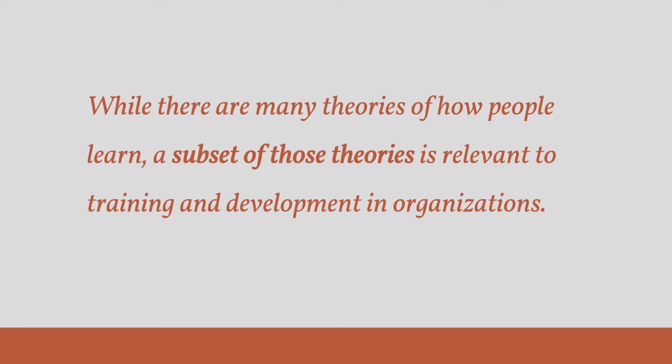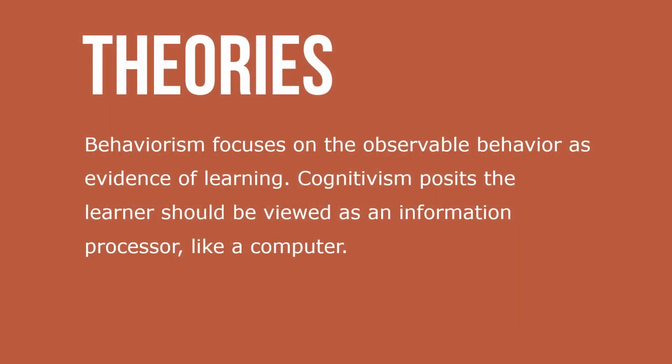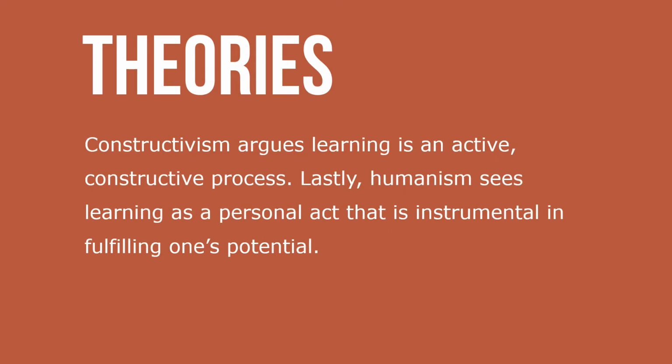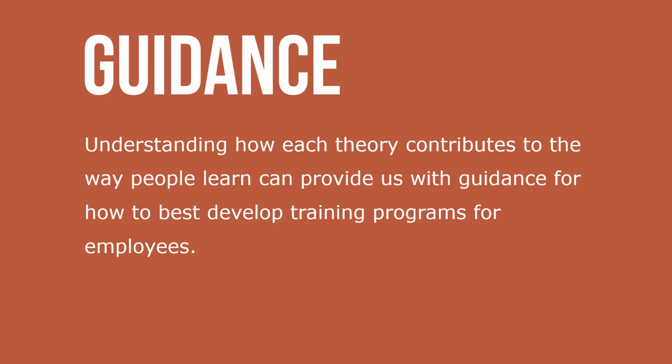While there are many theories of how people learn, a subset of those theories is relevant to training and development in organizations. Behavioralism focuses on the observable behavior as evidence of learning, while cognitivism says that the learner should be viewed as an information processor like a computer. Constructivism argues that learning is an active, constructive process. Lastly, humanism sees learning as a personal act and is instrumental in fulfilling one's potential.